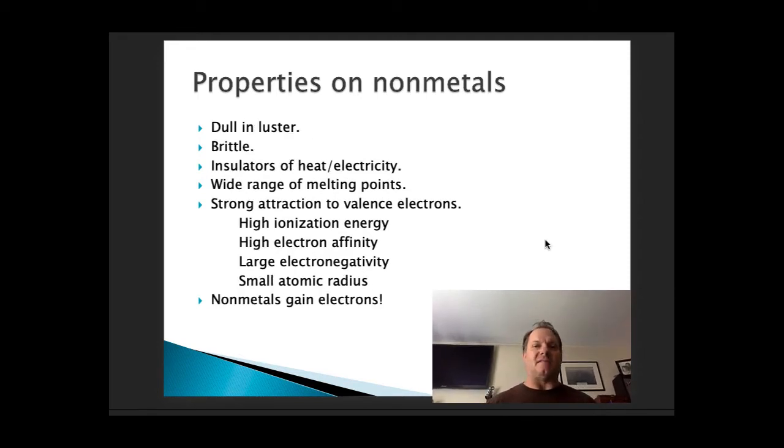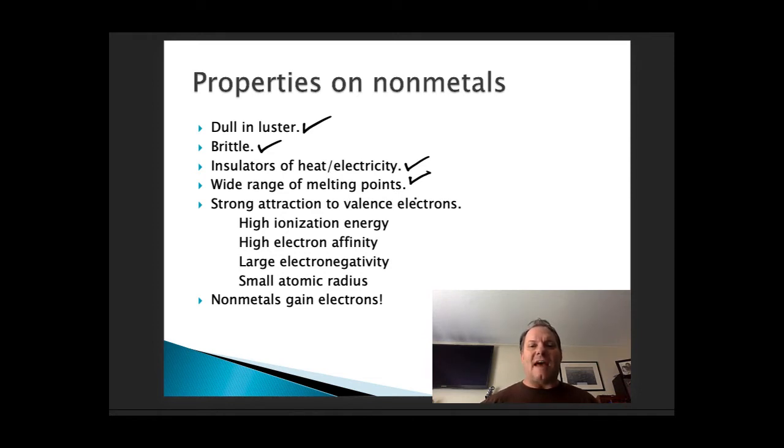So let's move on to nonmetals. Obviously, everything has to be kind of opposite of that. They're not shiny and lustrous. They're actually dull, kind of bland looking. They're brittle. If you hit them with a hammer, they shatter, they break. They're good insulators rather than conductors of heat and electricity. They have a wide range of melting points. Air, for example, is non-metallic. Well, it obviously has a very, very low melting point. Or we have things like carbon, diamonds. They have a very high melting point, so a wide range.